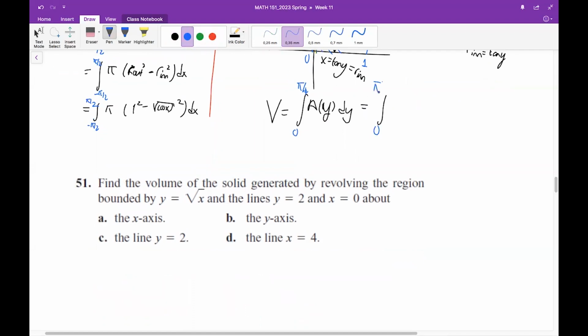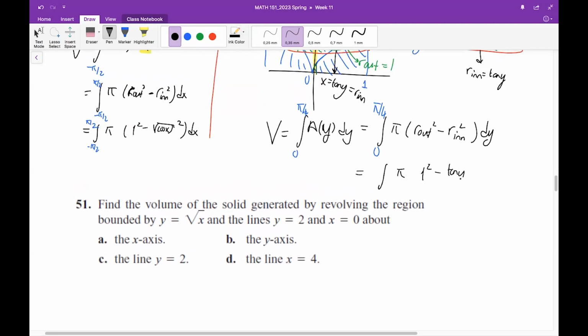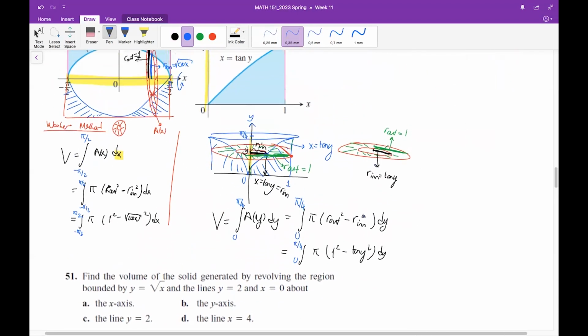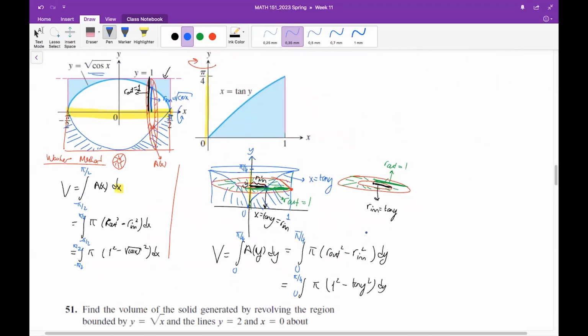The integral is from 0 to pi over 4. Pi, our outer radius minus our inner radius, squared, dy. So the outer radius is 1 minus the inner radius, which is tangent y. Don't forget to put squares, dy. Insert your upper and lower boundaries for the integral. You see? And this is the y version of the washer method.